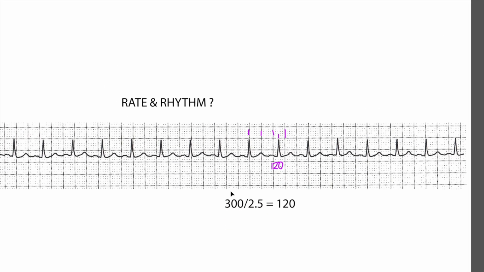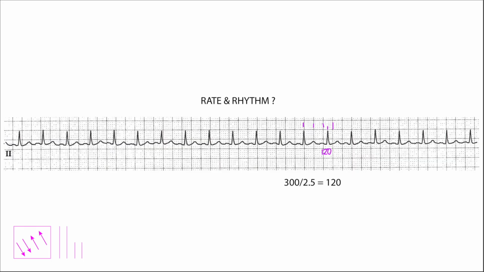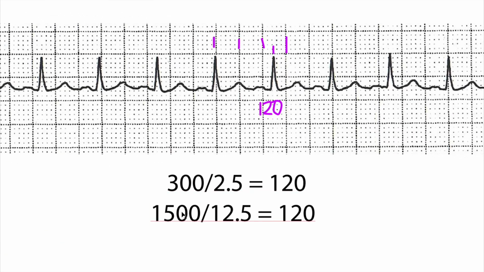We can also use the 1500 rule. The 1500 rule is just taking the number 1500 divided by the number of small boxes. There are 5 small boxes in a big box, 5, 10, 2.5, so that's 12.5. 1500 divided by 12.5 is 120. My approximation was pretty good.